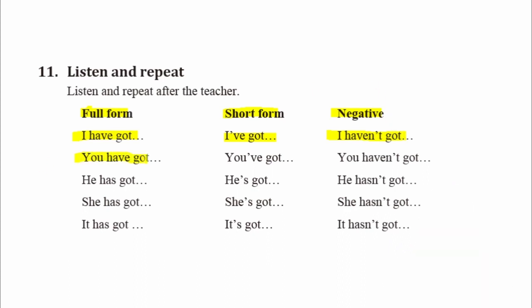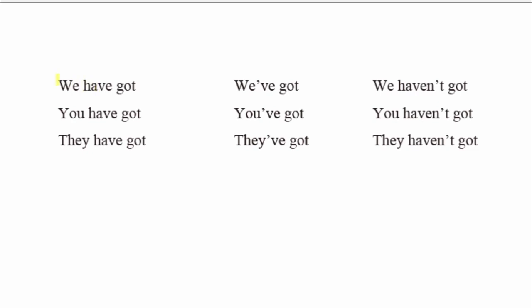Right, you have got, you've got, you haven't got. He has got, he's got, he hasn't got. She has got, she's got, she hasn't got. It has got, it's got, it hasn't got. Right, the last three. We have got, we've got, we haven't got. You have got, you've got, you haven't got. They have got, they've got, they haven't got.